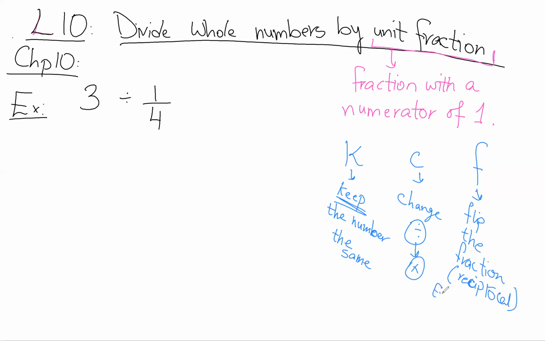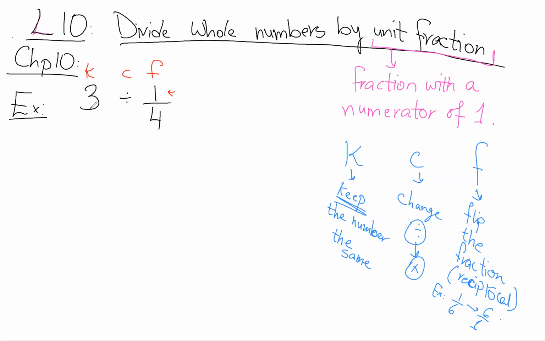For example, 1 over 6 becomes 6 over 1. Okay, so whenever we have a question that asks us to divide by a fraction, we use the method called KCF, which is keep, change, flip, in order to change the fraction from division to multiplication. Okay, so let's follow the KCF. K is for the first number, C is for the operation, and F for the unit fraction, since it has a 1 in the numerator.